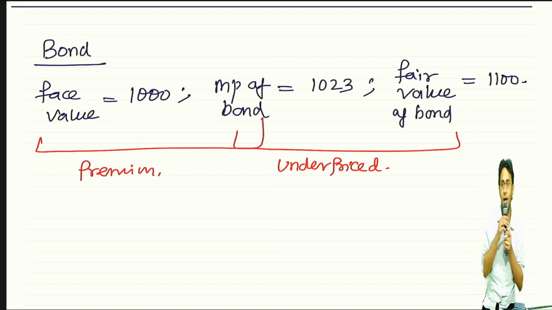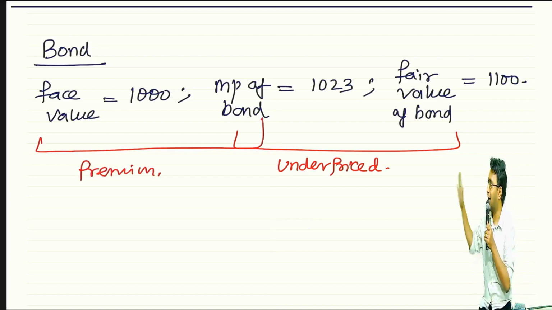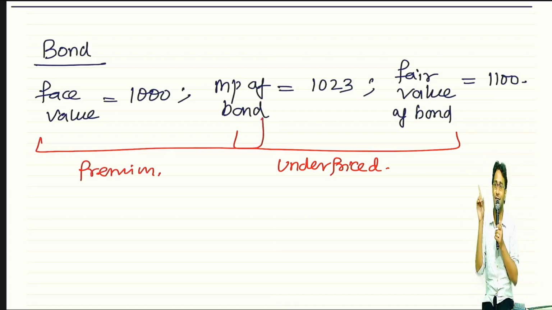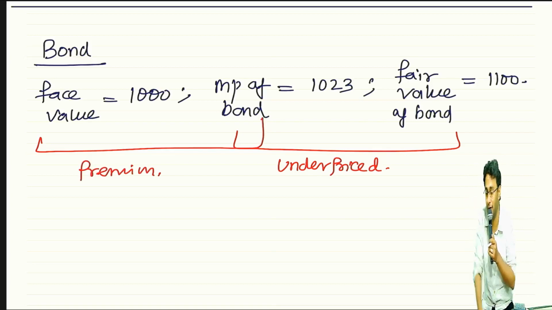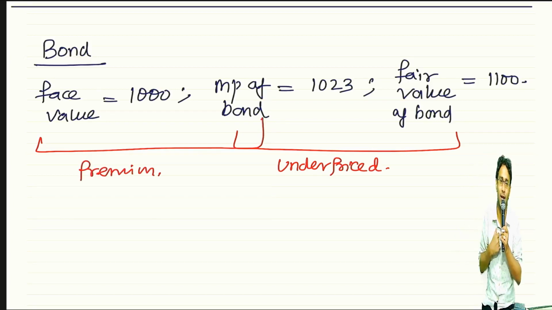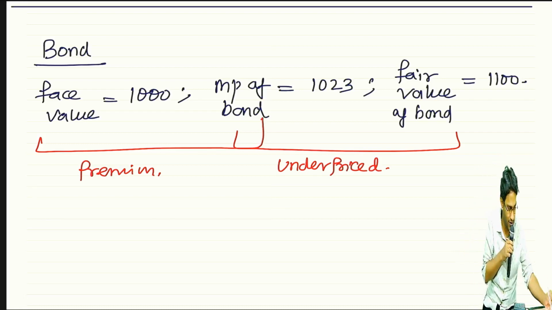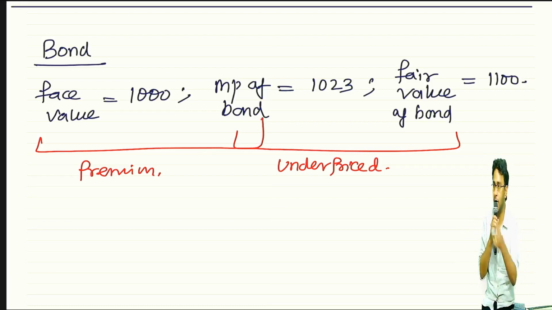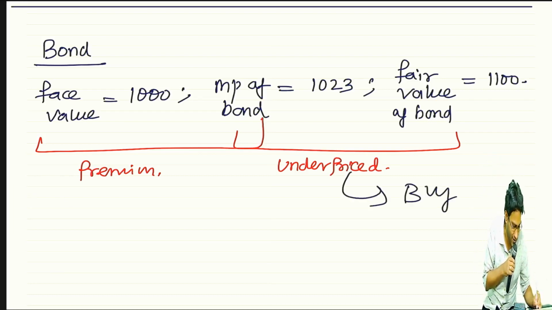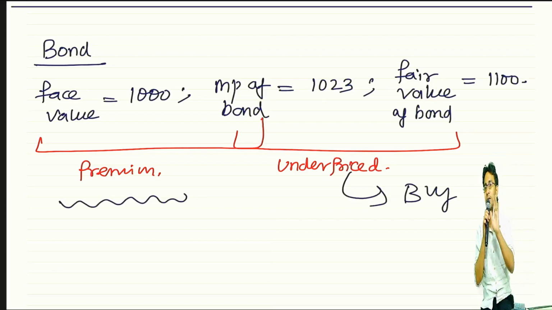Observe now, sir. First example: clarity should come, or confusion should come. One side it is underpriced, and at the same time I am saying it is at premium. Underpriced, and I am telling that by comparing what? Market price and fair value. Premium, and I am telling that by comparing market price and face value. Now, decision is buy or sell? Buy, based on what? Premium or underpriced? Good. Therefore, buy. This is not for decision making, just observation.